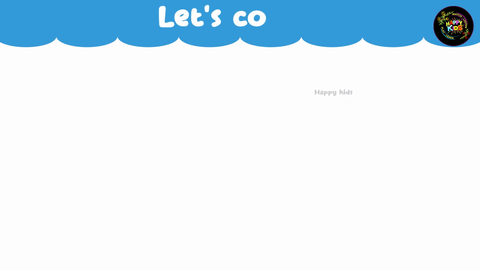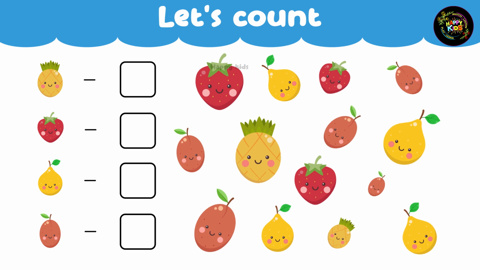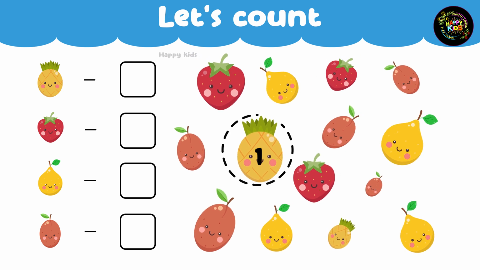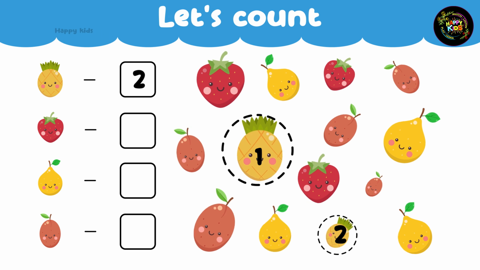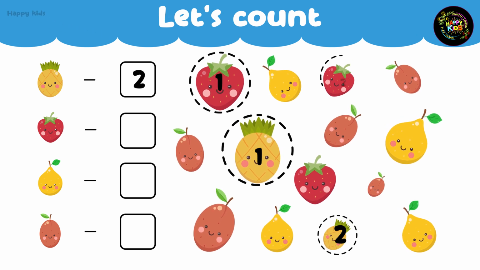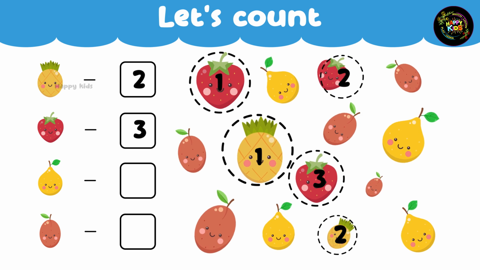Let's count. Pineapple. 1, 2. 2. Strawberry. 1, 2, 3. 3. Pear.